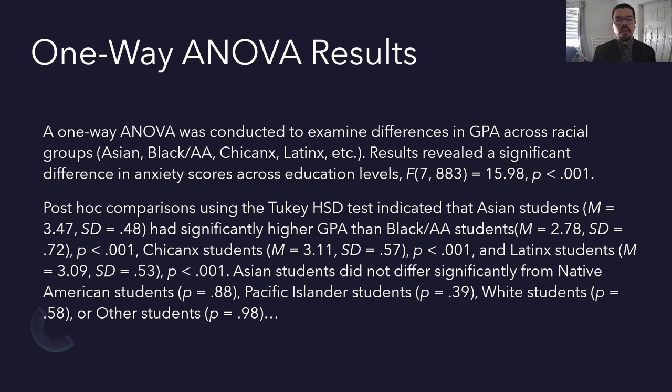So you would write that a one-way ANOVA was conducted to examine differences in GPA across racial groups, including Asian, Black and African American, Chicanx, Latinx, etc. I wrote etc. here because I'm trying to keep this contained to just this one slide, but you would include the names of each of the groups that you're referencing, right?